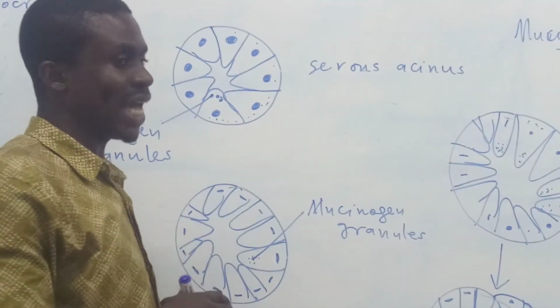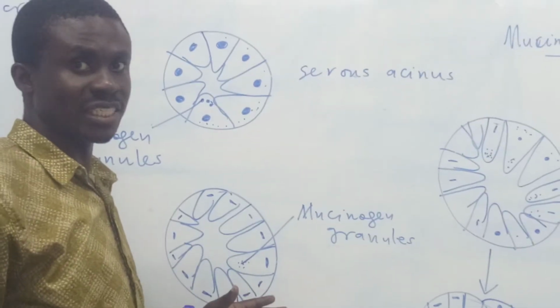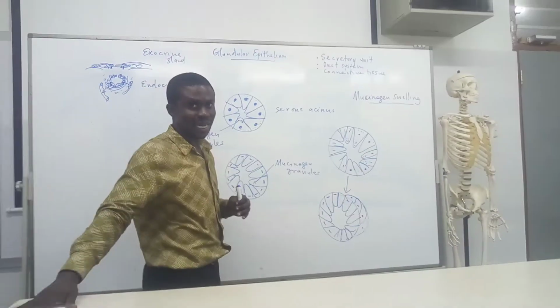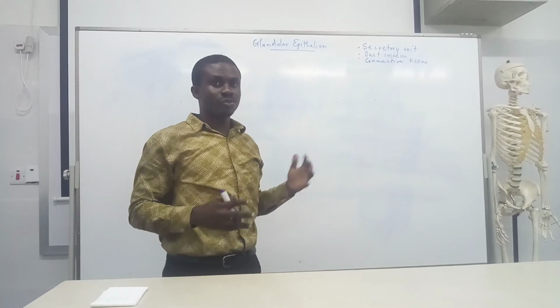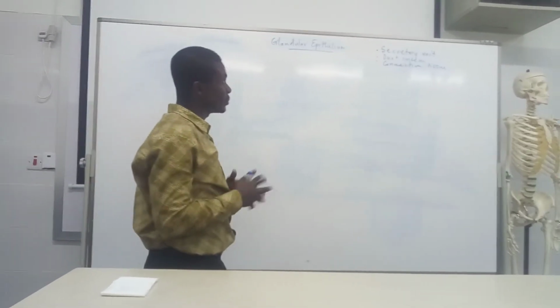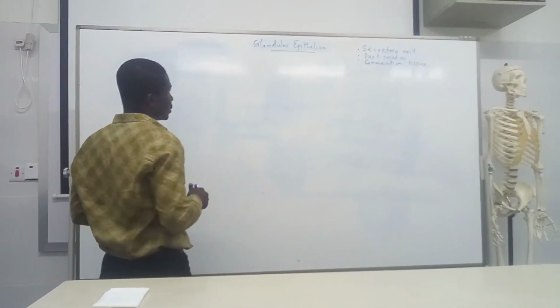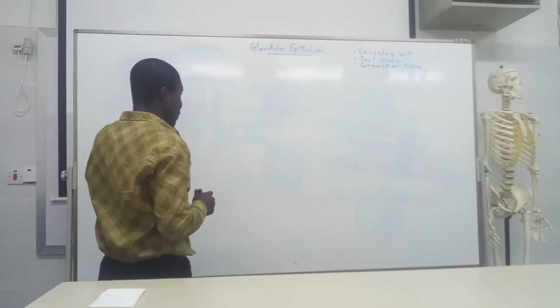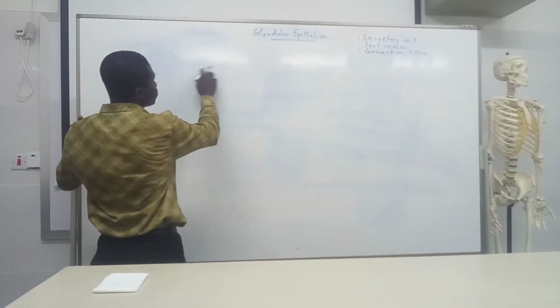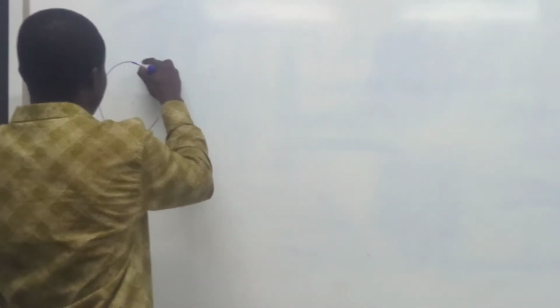Now let's look at the duct system. Remember that the secretory unit is only going to make the secretory products. So let's look at the duct system of glandular epithelial tissues. We are looking at the compound glands, as far as the exocrine glands are concerned. If I have this, let's say this is the secretory unit.